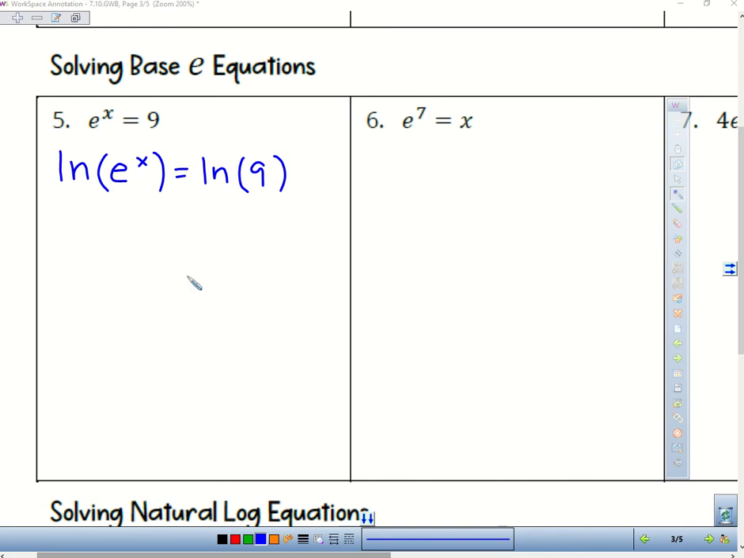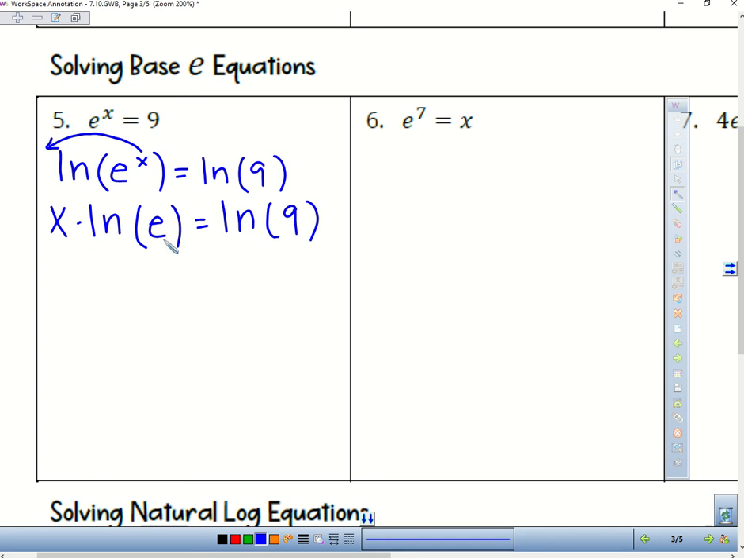And then we can use the power rule. What do we know happens to the exponent? Goes to the front. And let's talk about what ln of e is. Okay? So what did I say the implied base of a natural log is? E. So this is ln of e, right? Do we remember back a few lessons ago, what happens when we take the log of its base? It's 1. So this just comes out to be 1, okay, every time.